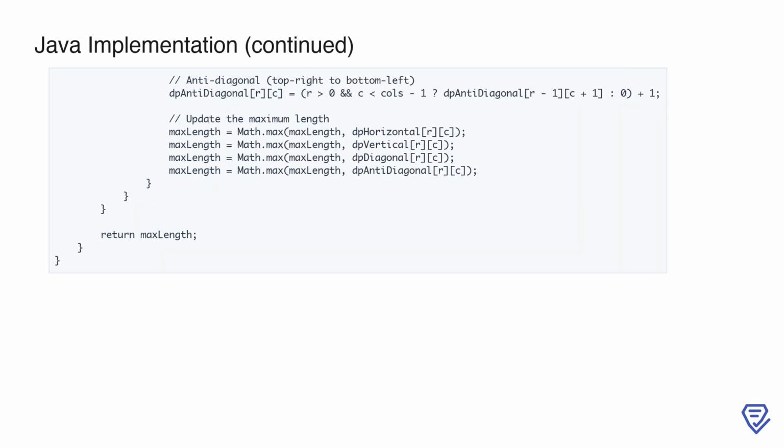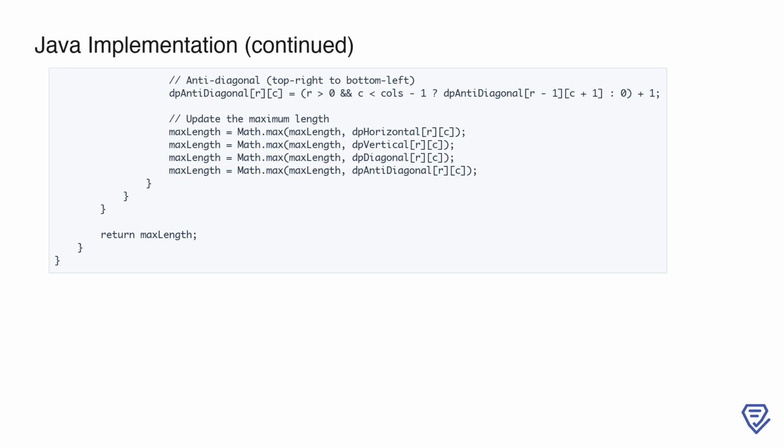We then calculate the anti-diagonal lengths, which represent the top right to bottom left direction. This is done by referencing the top right cell in the dp anti-diagonal array. If the row is greater than 0 and the column is less than the maximum column index, we add 1 to the value from that cell, otherwise, we start at 1.